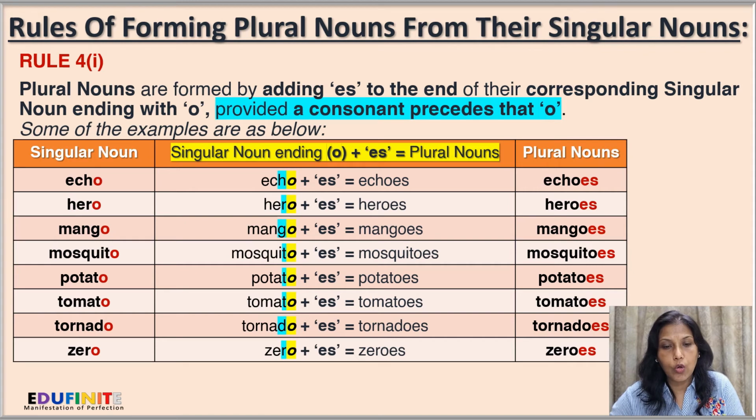Next, we have mango, mosquito, potato, tomato, tornado, zero. All these singular nouns end with O and are preceded by a consonant. So we just add ES to them and they become plural, like mangoes, mosquitoes, potatoes, tomatoes, tornadoes, zeros.